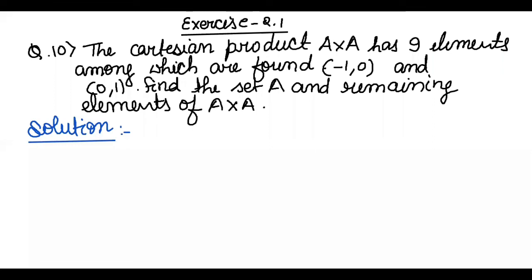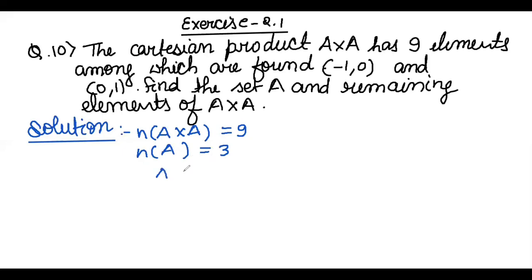So we will discuss question number 10. In question number 10, the question is the Cartesian product A cross A has 9 elements, among which are found (-1, 0) and (0, 1). Out of 9 elements, only 2 elements are given here. Find the set A and remaining elements of A cross A. So this is the question. Very simple it is. It is written here, A cross A, number of elements are 9. Means set A has number of elements 3. 3 elements will be there. So we have to find out these 3 elements.